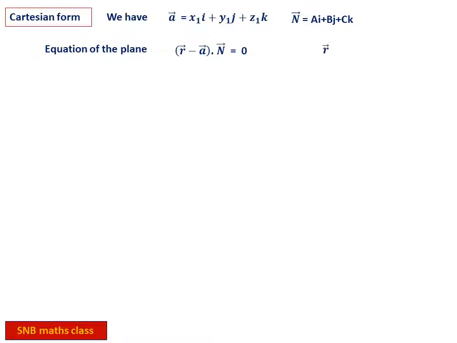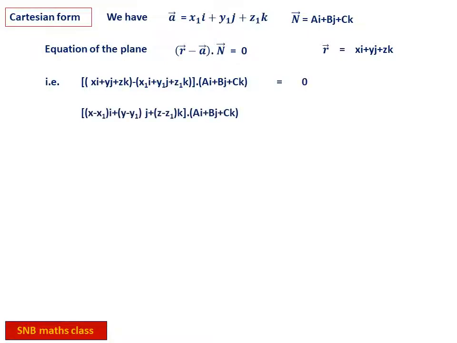Now what you have to do? Just substitute. What is r now? r means any point. Therefore, it is xi plus yj plus zk. Therefore, substitute. So, r is xi plus yj plus zk minus what is a? It is x1i plus y1j plus z1k, dot ai plus bj plus ck, because n is ai plus bj plus ck. So this equal to 0. Simplify. So when you simplify, you can write (x minus x1)i plus (y minus y1)j plus (z minus z1)k, first bracket, dot ai plus bj plus ck, that will be equal to 0.